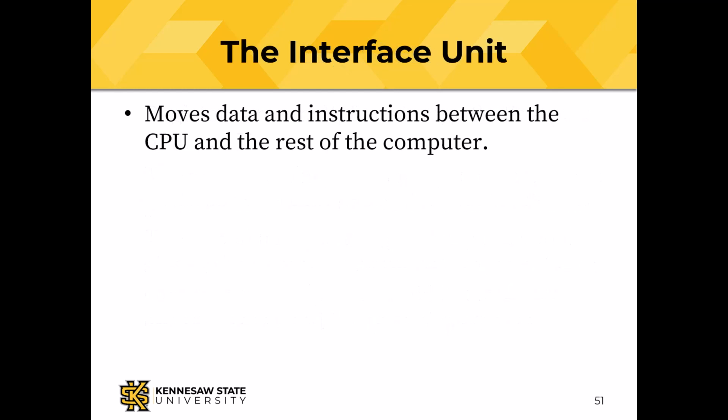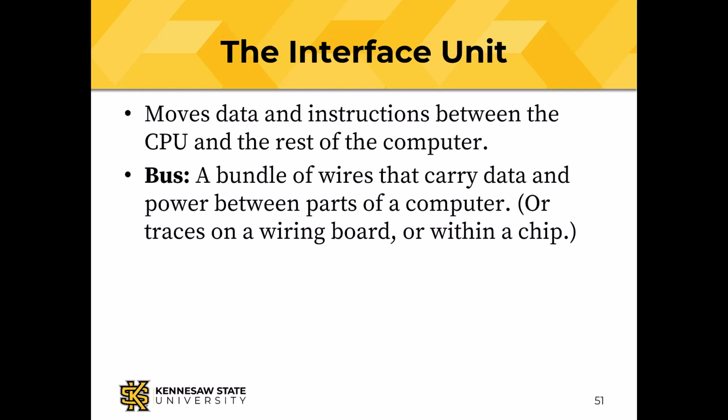The interface unit is responsible for moving data among the parts of the computers. A big part of that interface unit is something called a bus. A bus is a collection of wires or electrical conductors or traces on a wiring board or within a chip. In every case, it's a collection of electrical conductors, and the job of that bus is to carry data and sometimes power among the parts of the computer. Now, I said data, but it can also carry addresses, status, and control signals.